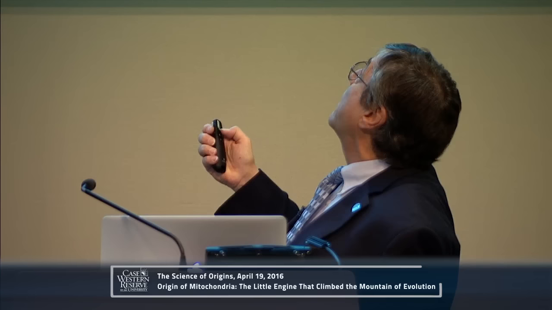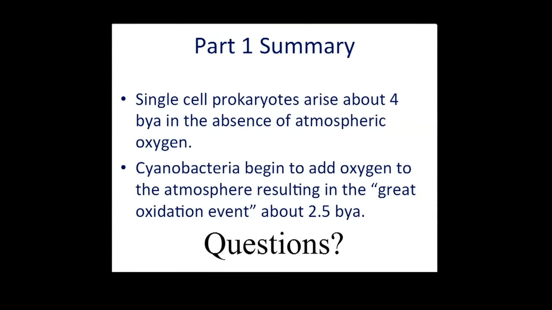And we will talk about the more current time period for oxygen in part three. But right now, I'd like to just summarize part one here and then stop for some questions. The basic points that I've mentioned are that single-cell prokaryotes arise about 4 billion years ago in the absence of oxygen, and then cyanobacteria begin to add oxygen, resulting in the great oxidation event 2.5 billion years ago as the environment shifts from no oxygen to some oxygen.